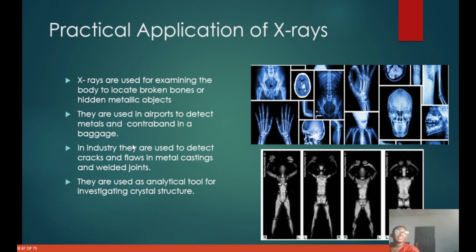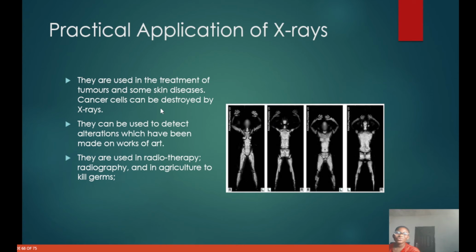X-rays are used for examining the body to locate broken bones. They are used in airports to detect metals and contraband in baggage. In industry, they are used to detect cracks and flaws in metal cases, and they are used as analytical tools in investigating crystal structures and so on. They are used in treatment of tumors and some skin diseases. Cancer cells can be destroyed by X-rays. They can be used to detect alterations which have been made on works of art, and so on and so forth.